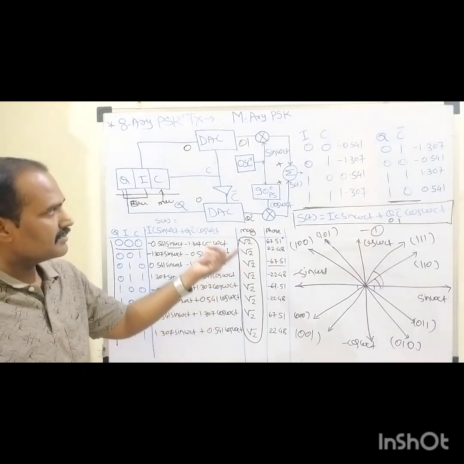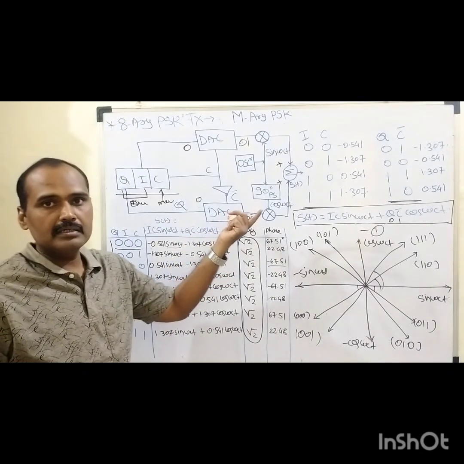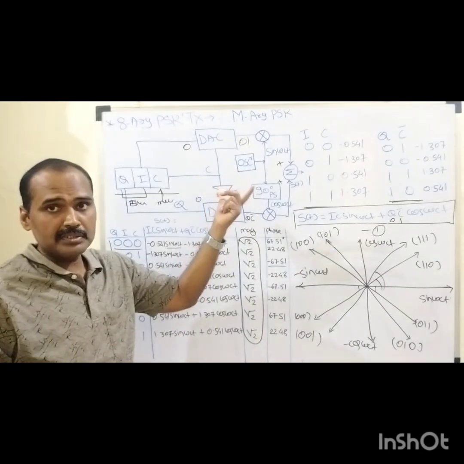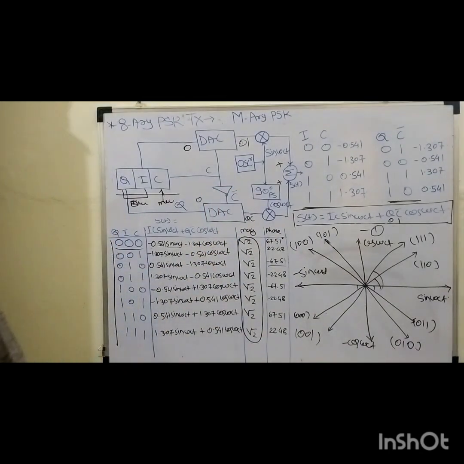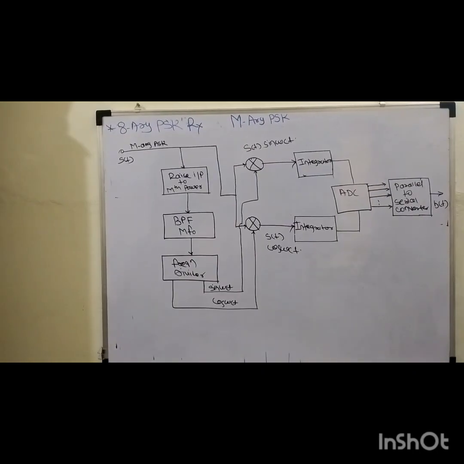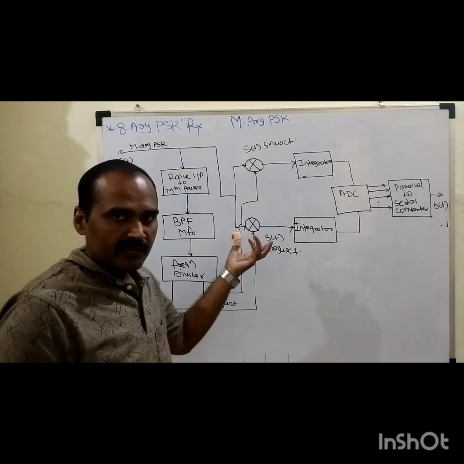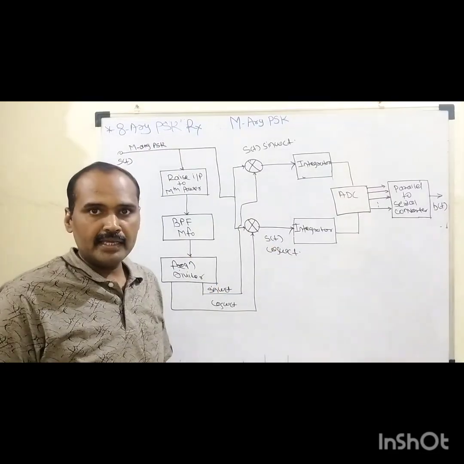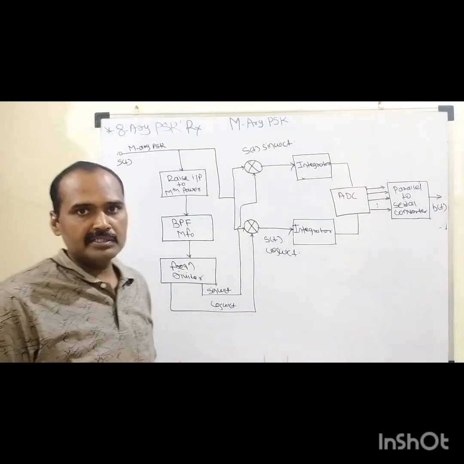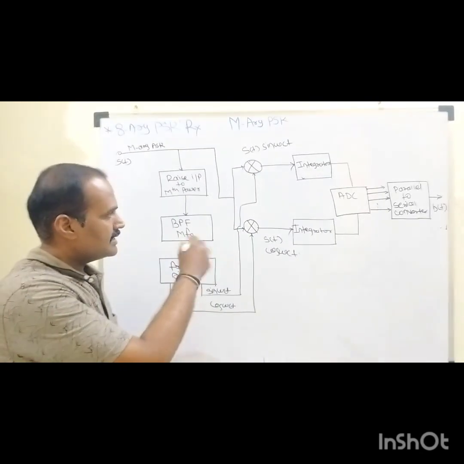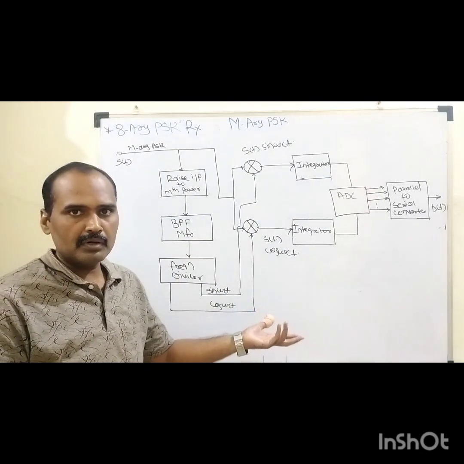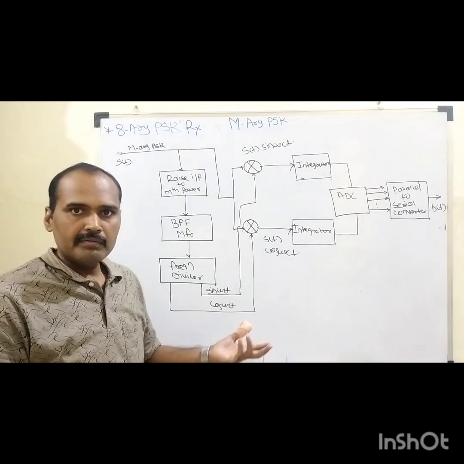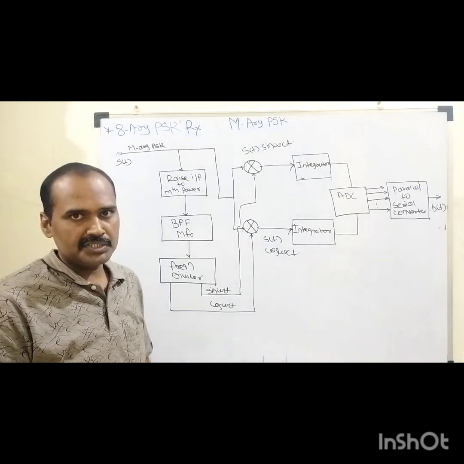Now in the remaining session, we will try to discuss the demodulator or the receiver belonging to this 8 array PSK technique. Okay friends, so this is how the 8 array demodulator or the receiver will look. This receiver works in the same manner as compared to the quadrature phase shift keying technique, which we had discussed in an earlier session, right?